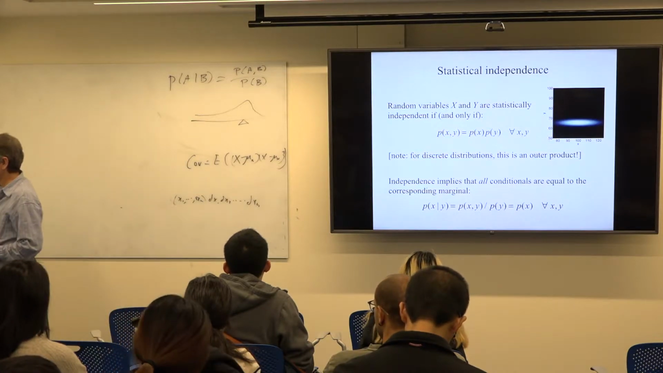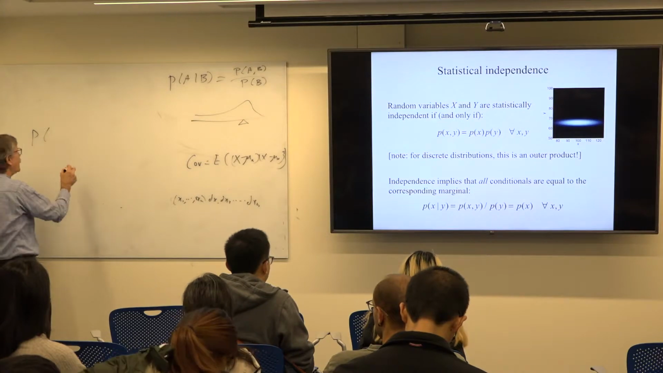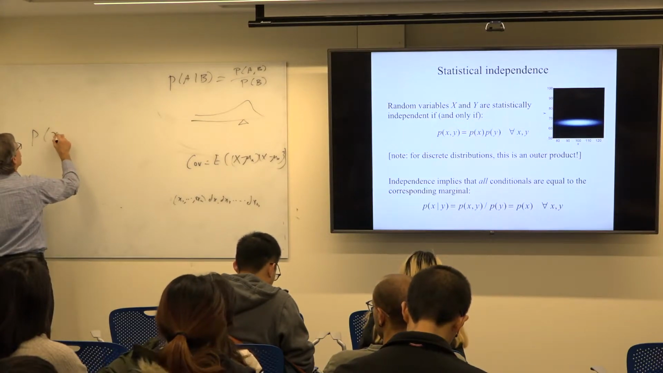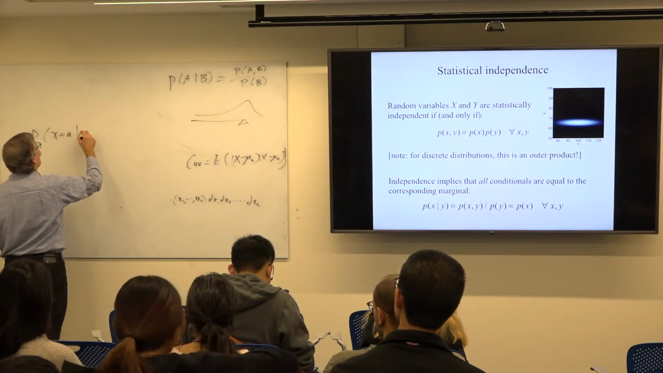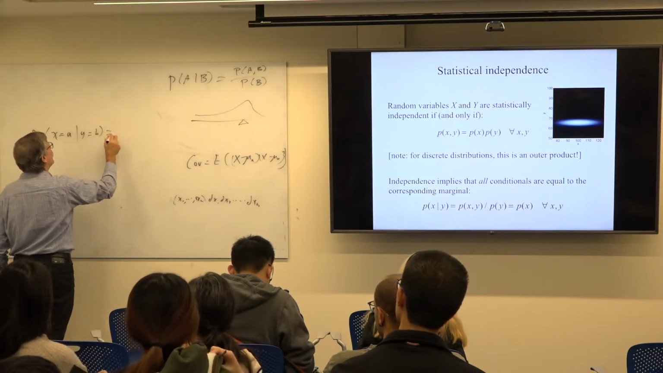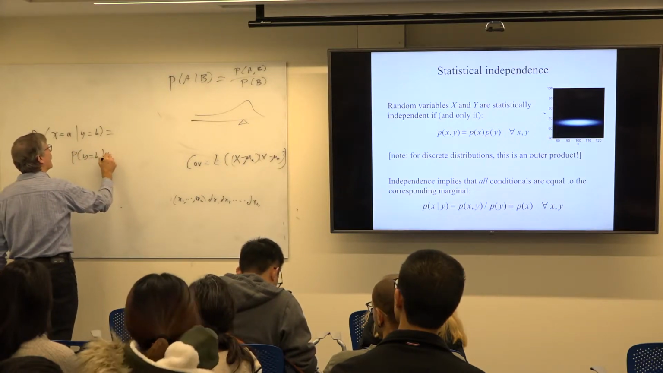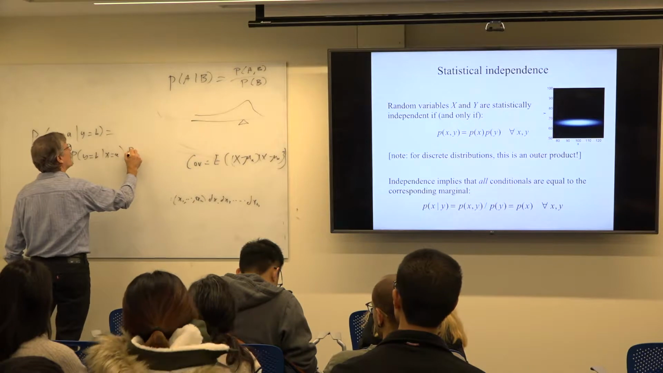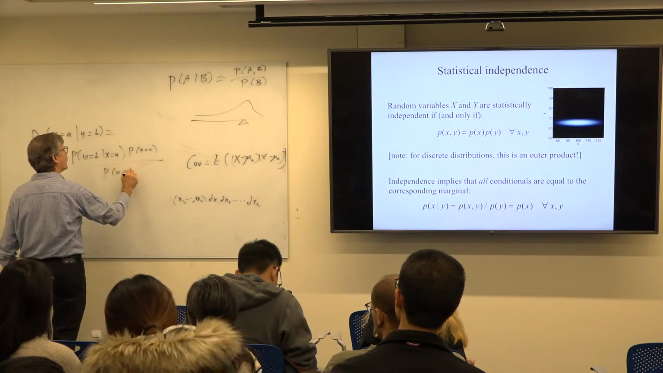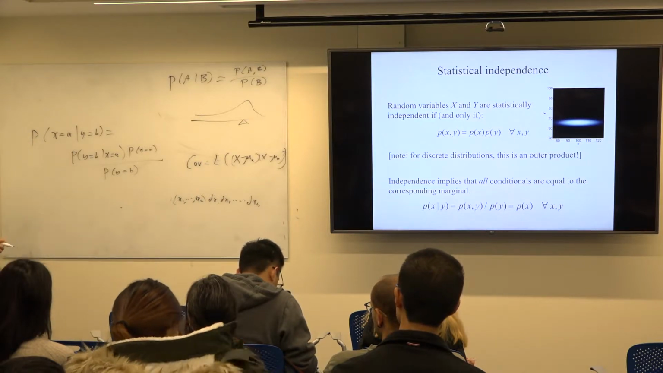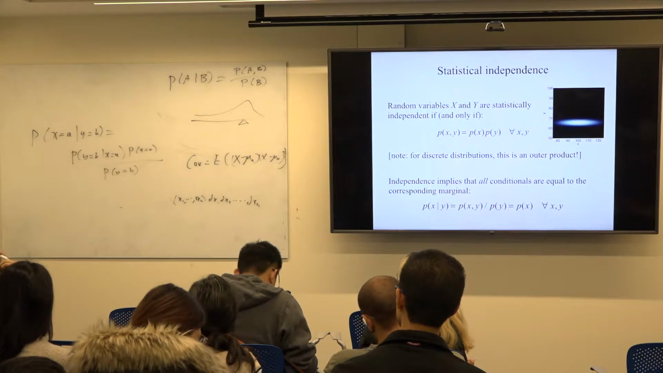Bayes' rule says that probability, in the continuous domain, that x equals some value a given y equals some value b equals probability of y equals b given that x equals a, times probability that x equals a, over probability of y equals b. There's Bayes' rule written down. Still true. That's just a fact of events.